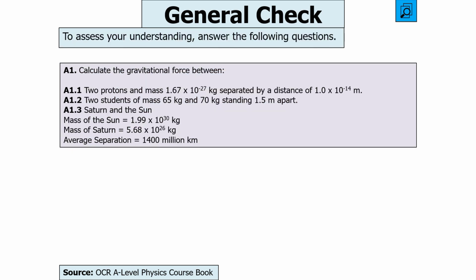The next question says, calculate the gravitational force between two protons of mass 1.67 times 10 to the minus 27 kilograms separated by a distance of 1 times 10 to the minus 14 meters. Two students of mass 65 kilograms and 70 kilograms standing 1.5 meters apart, and then Saturn and the Sun, where you've got the mass of Saturn there, the mass of the Sun there, and their average separation in kilometers.